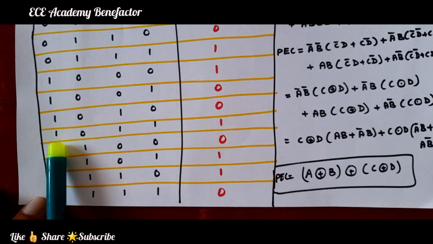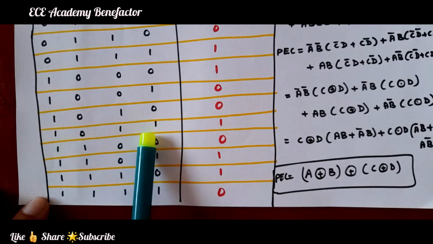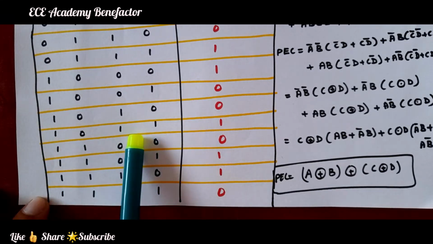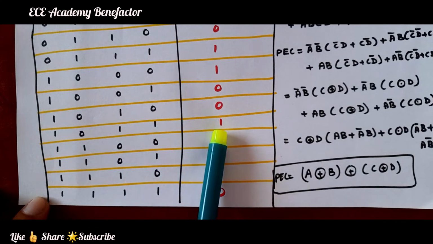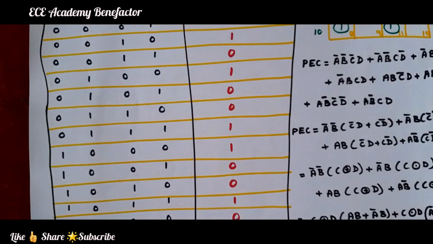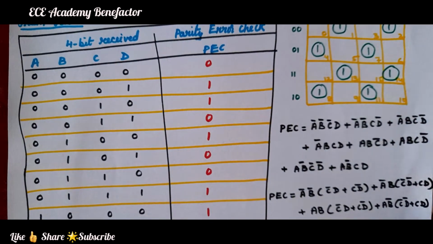Okay, let us see this example. 1011, 3 ones. 3 ones means odd number of ones. Odd means an error has occurred, as it is an even parity checker. So odd number of ones, an error has occurred, so PEC will be 1. So in this way we can fill this PEC column and write the truth table.